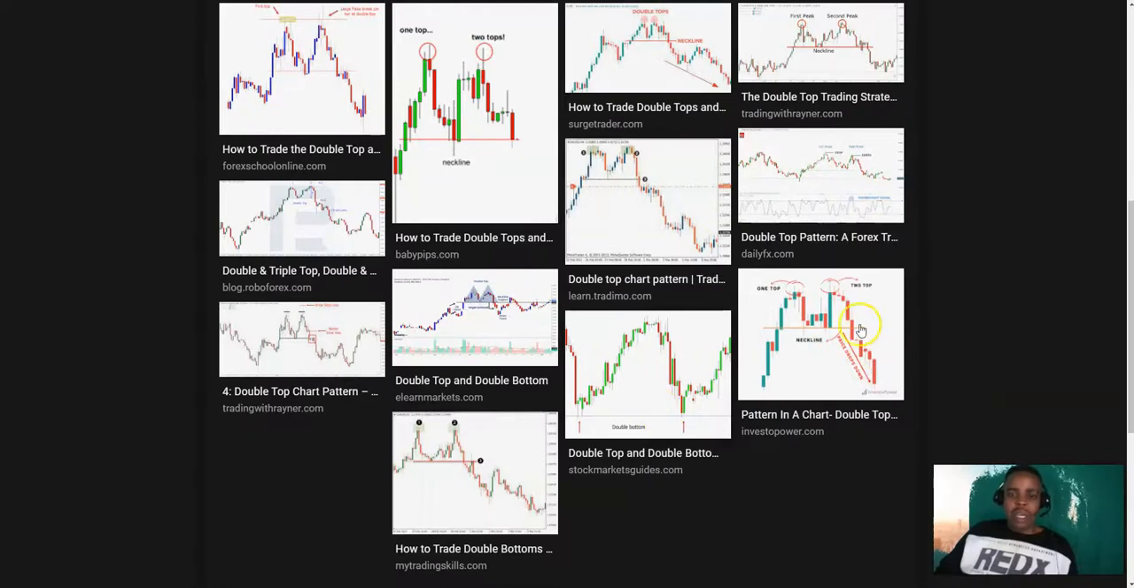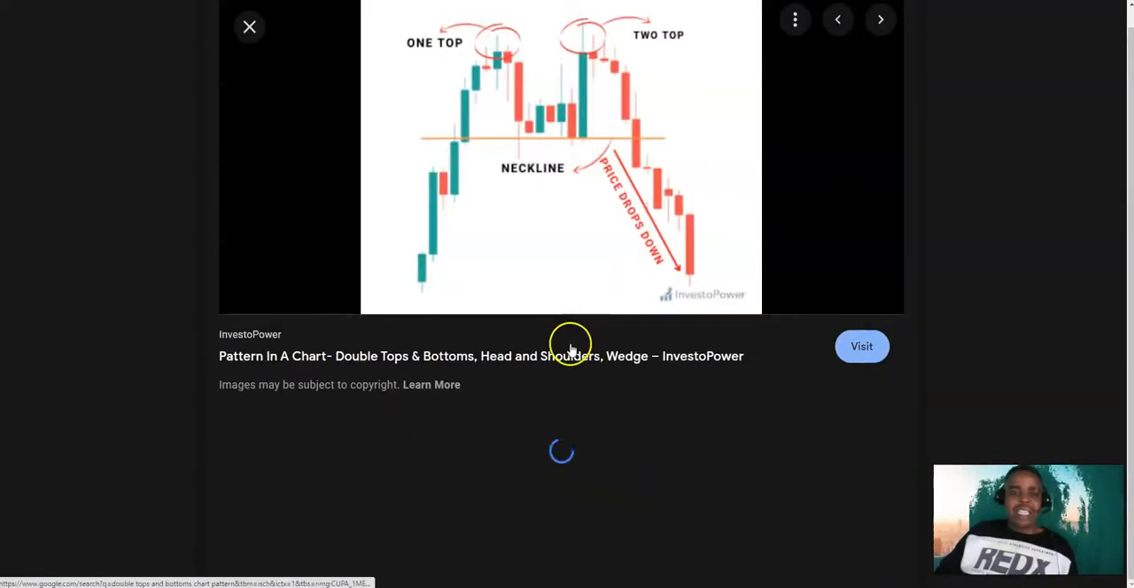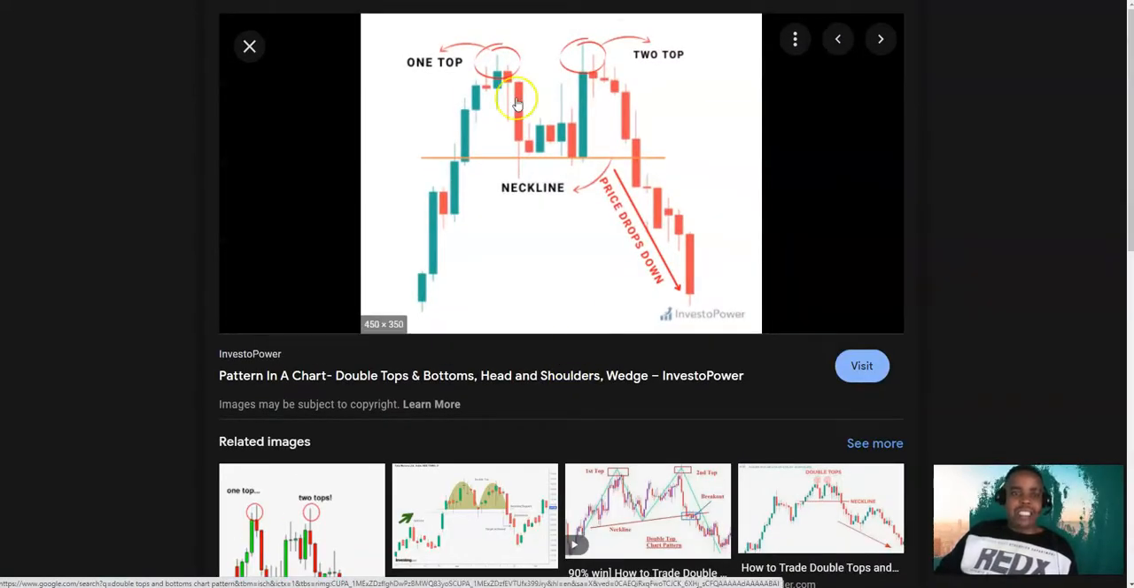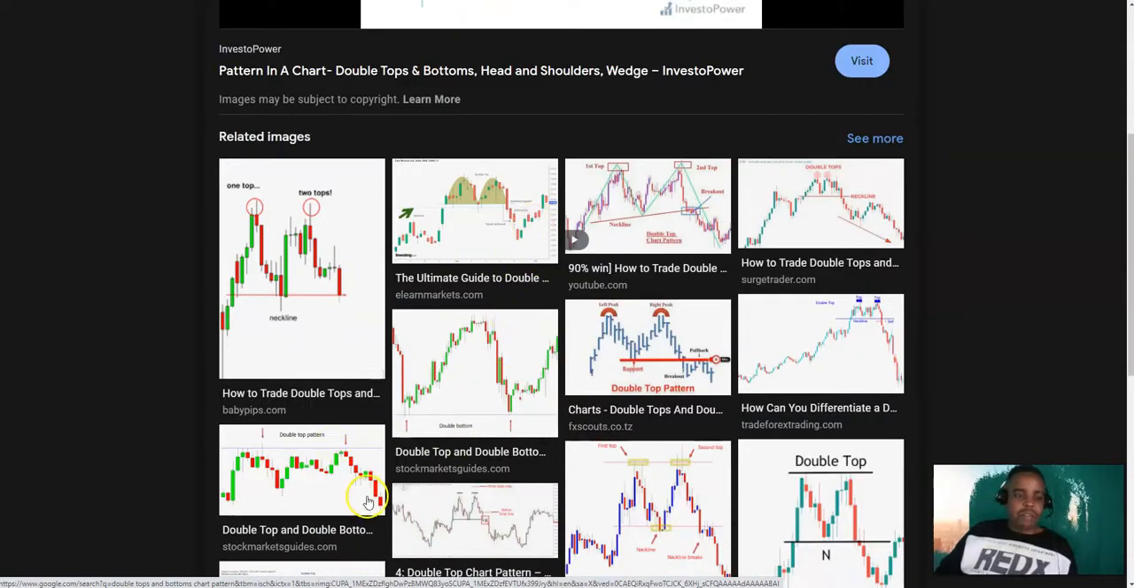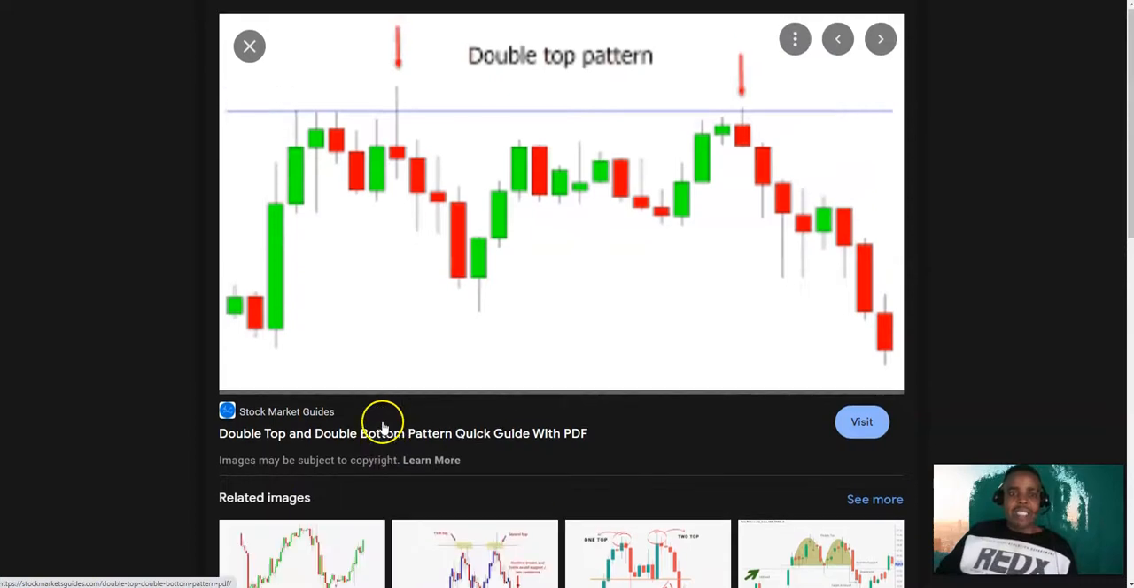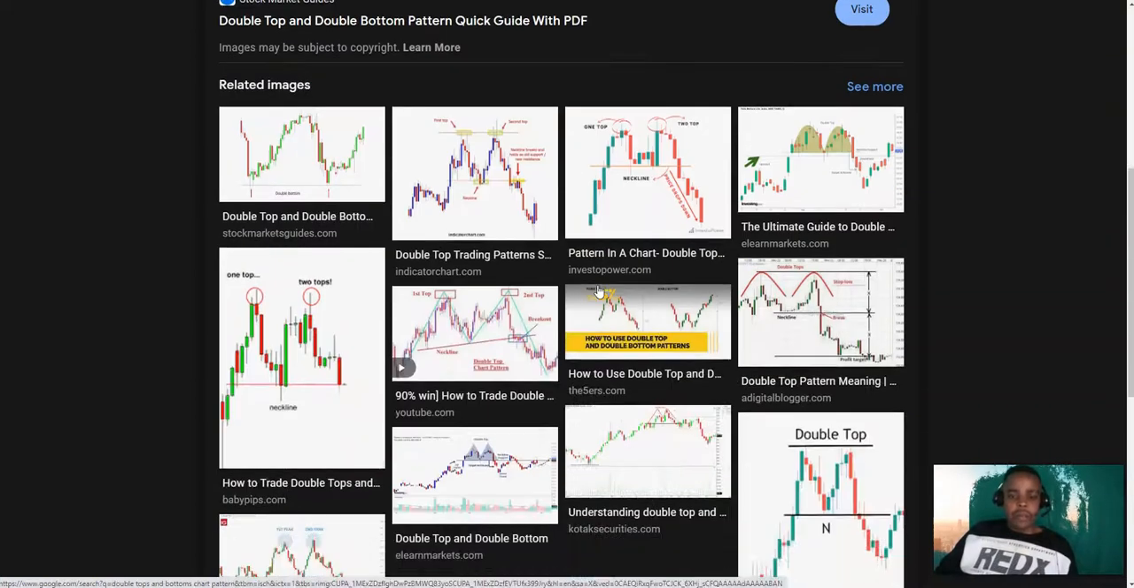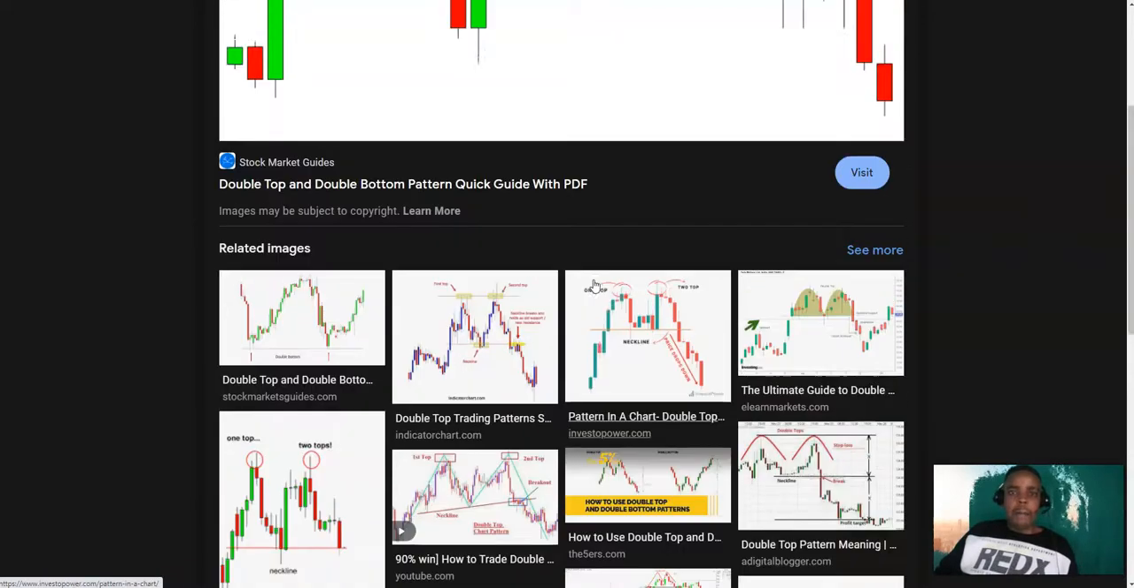So you have double bottom. These are other case scenarios. They may look different, but they are the same. They may look different, but they are the same for different charts. Some charts have these kinds of double tops, double bottom type of formation.